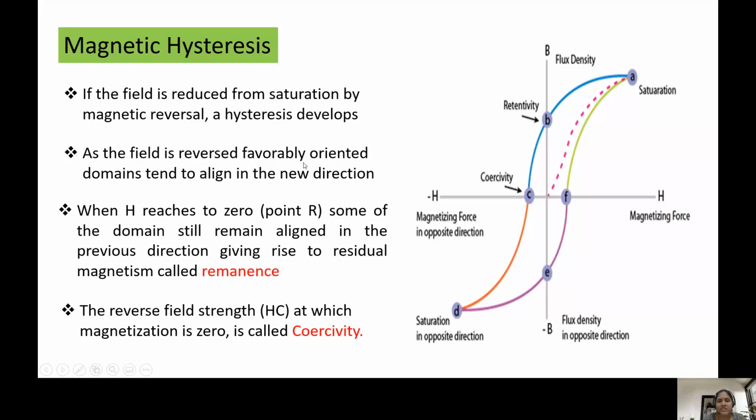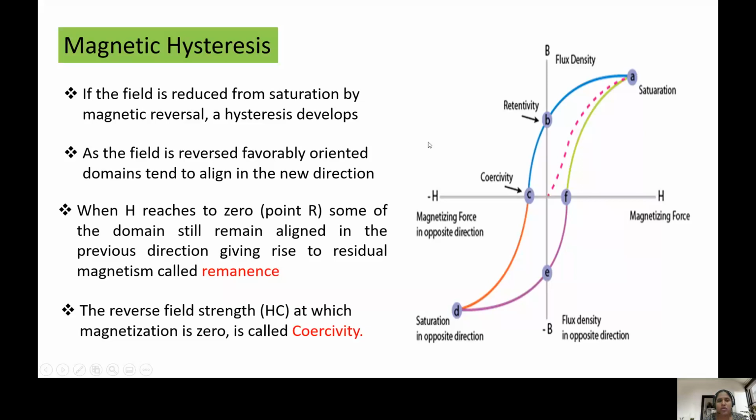As the field is reversed, favorably oriented domains tend to align in the new direction. When you are reversing the magnetic field strength, the alignment of the magnetic domains will change. They will align in the new direction. So we can observe the hysteresis behavior in the materials. When H reaches the 0 point, the point R, some of the domains still remain aligned in the previous direction, giving rise to the residual magnetism, said to be the retentivity or remanence.